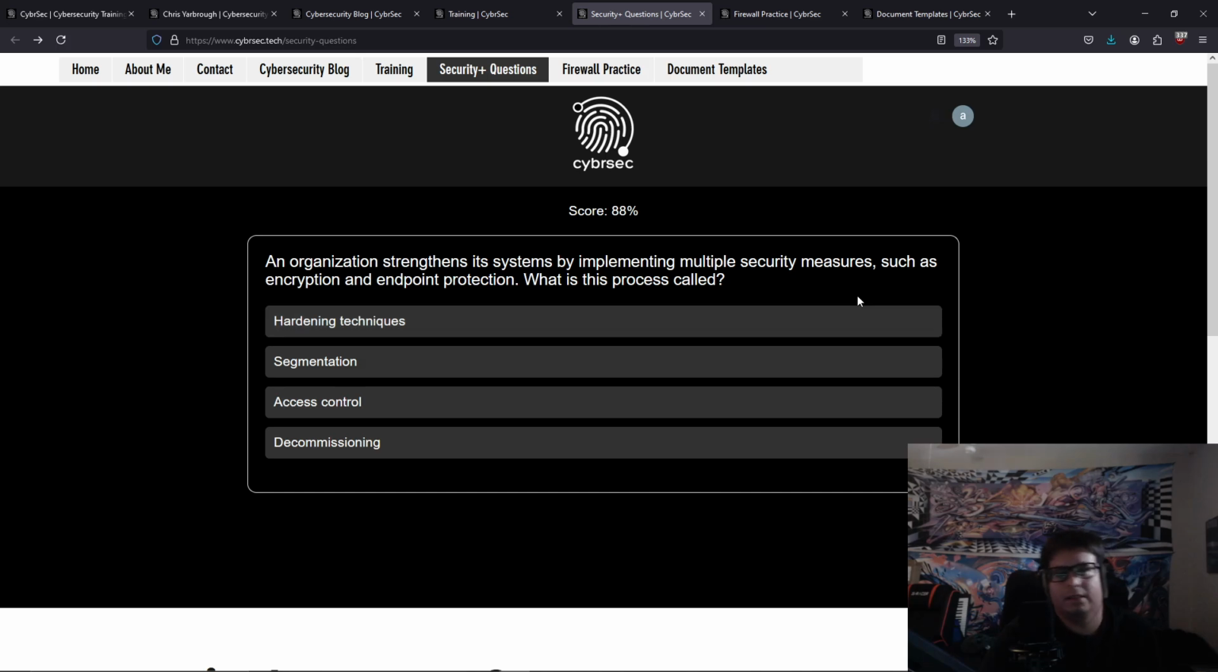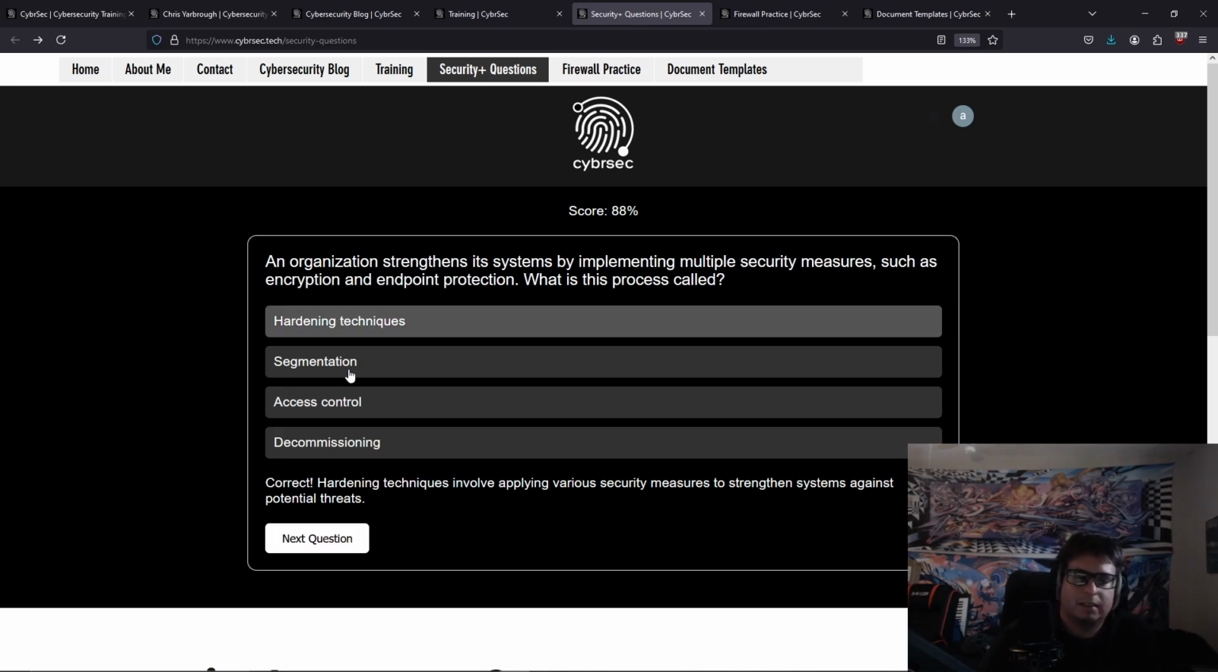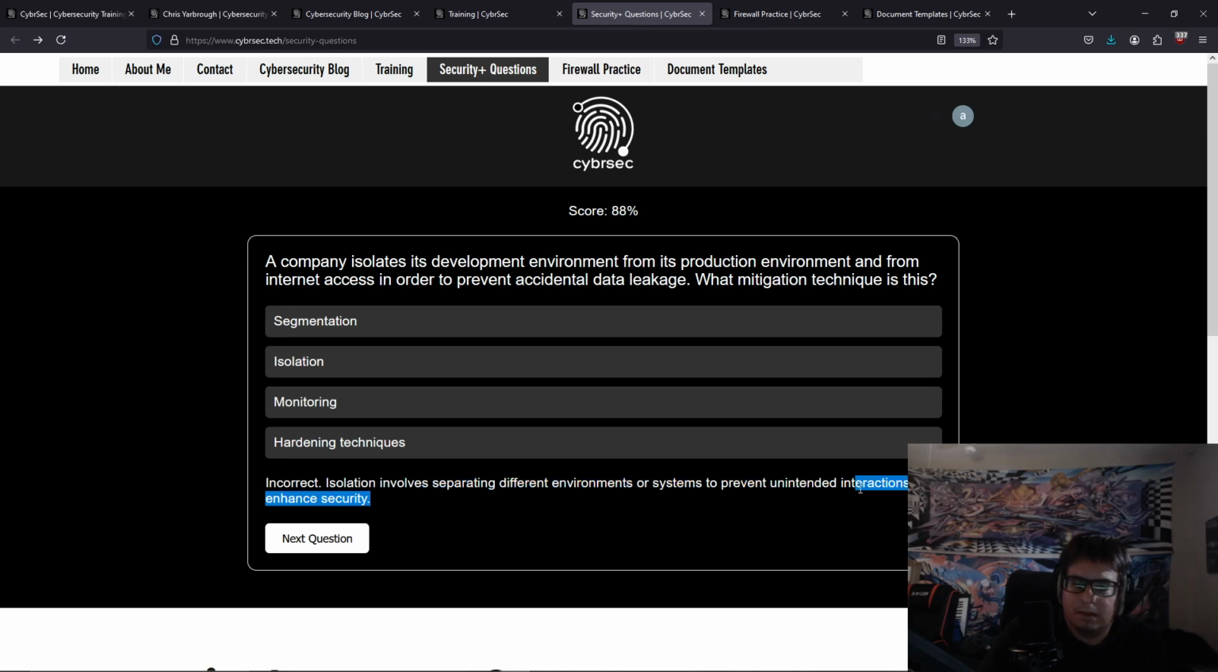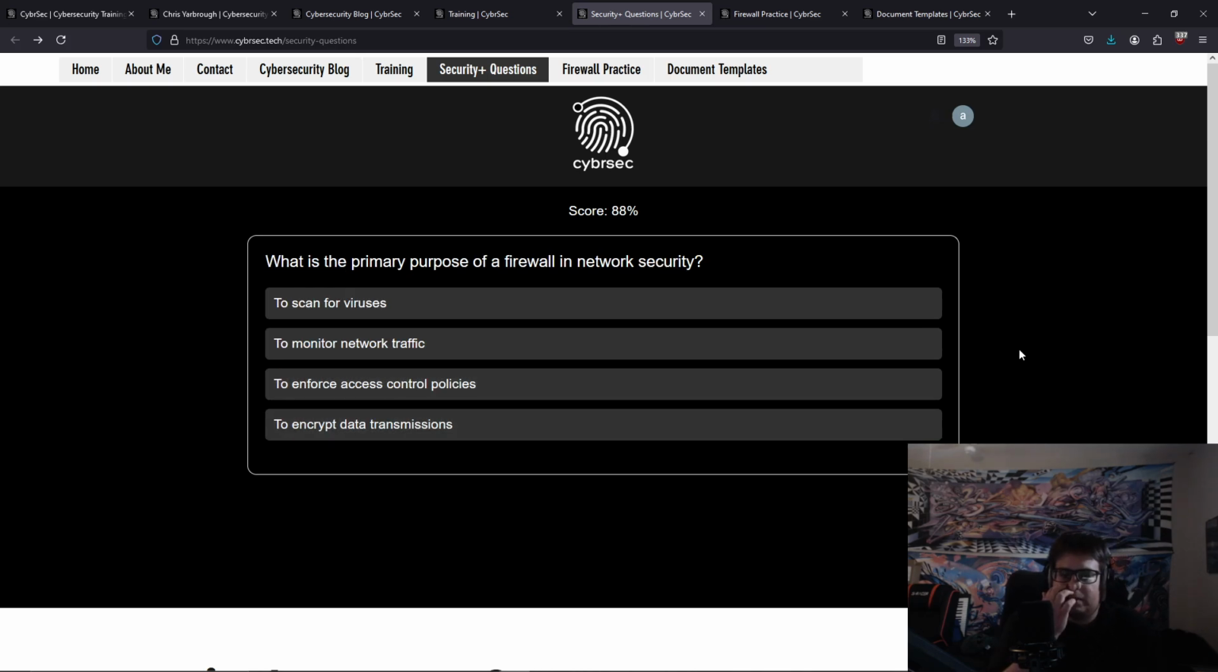Correct. Script kiddie. An organization strengthens its systems by implementing multiple security measures, such as encryption and endpoint protection, hardening techniques. Yep. A company isolates its development environment from its production environment and from internet access in order to prevent accidental data leakage. Segmentation. No. Isolation. Darn it. What is the primary purpose of a firewall?